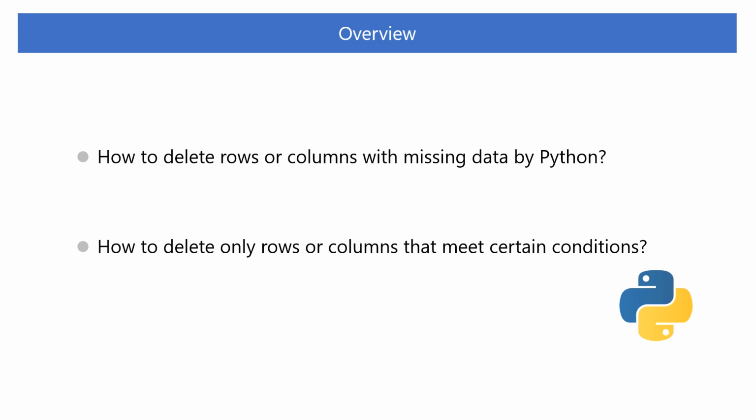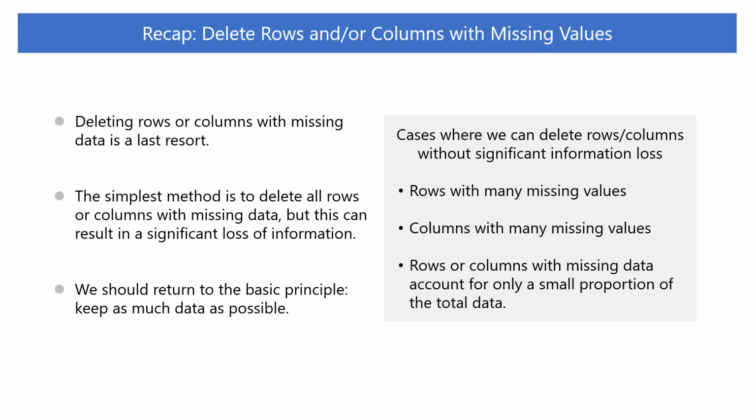There are cases where we want to delete only rows or columns that meet certain conditions, rather than deleting all rows or columns that contain missing values. In such cases, how can we delete only the rows or columns that meet certain conditions? Deleting rows or columns containing missing data is a last resort when other methods are unavailable.